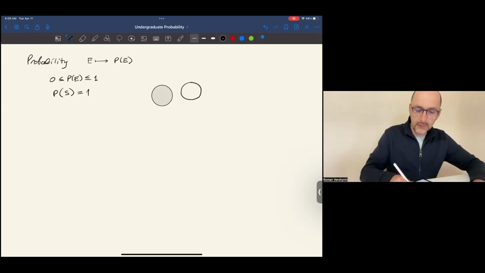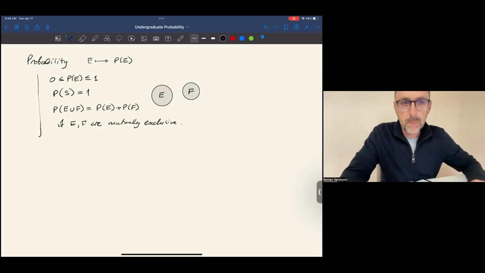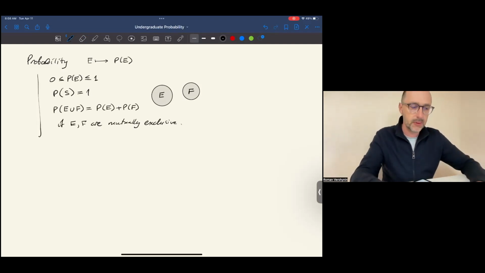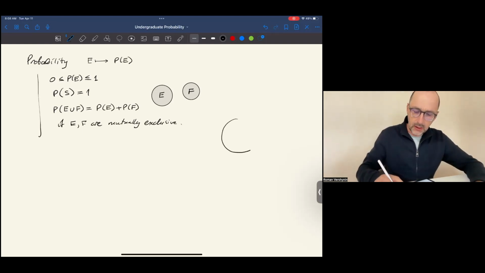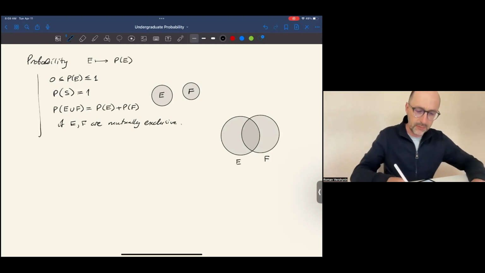And if the events are mutually exclusive, if they don't have any overlap, then the probability of their union can be computed by summing their probabilities. This was our definition of probability. How would we compute the probability of the union of two events if they are not mutually exclusive, if they do have some overlap? Imagine we would do the same thing.